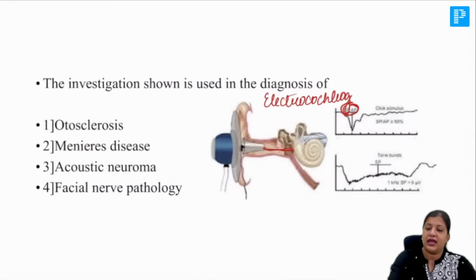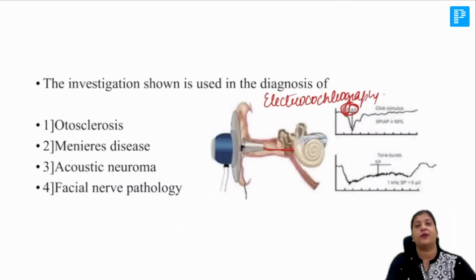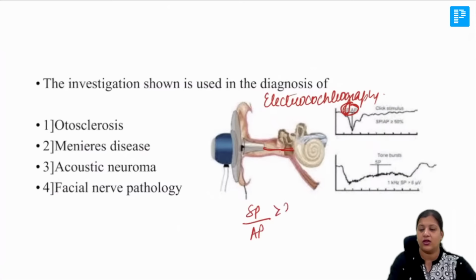Electrocochleography. Normally, the SP by AP ratio should be less than 30%. But if the SP by AP ratio is more than 30% or 0.3, then the diagnosis is going to be Meniere's disease. So the answer here is going to be Meniere's disease.